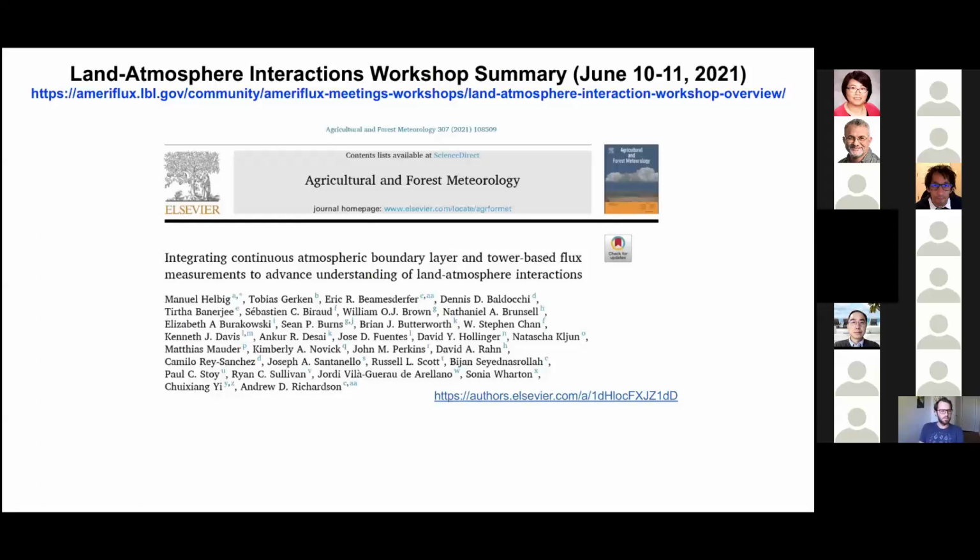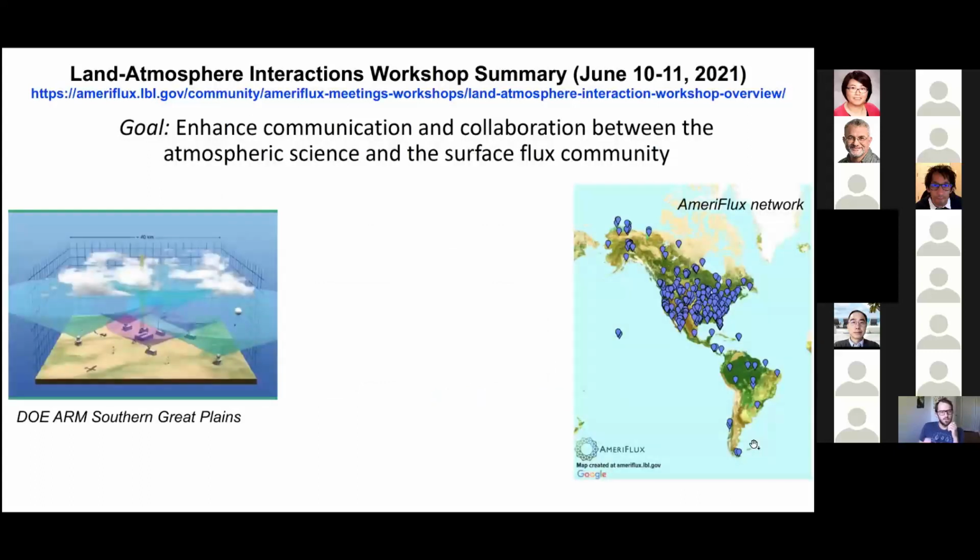And so a subgroup of us decided to go ahead and have a workshop, a virtual workshop, with a goal to enhance communication and collaboration between the atmospheric science and the surface flux community. Here on the right, you see, for example, the AmeriFlex tower network. So we're measuring surface fluxes at all of these sites across the Americas, focusing a lot on ecosystems, but also the surface layer. And on the left side is more the atmospheric science community, looking up basically from the ground into the atmosphere.